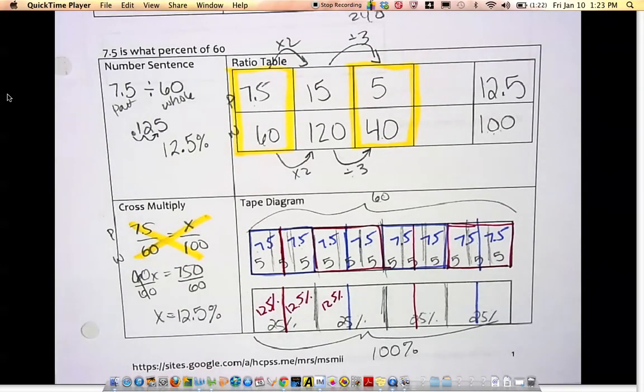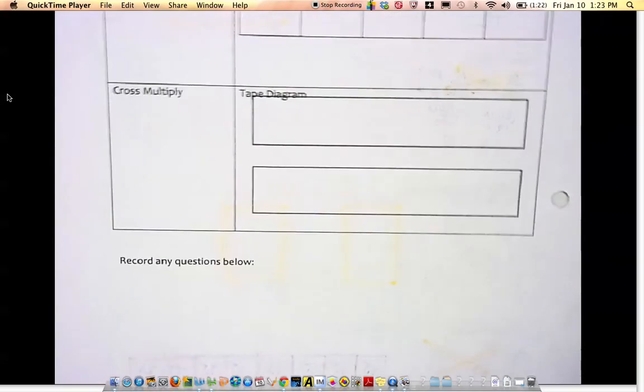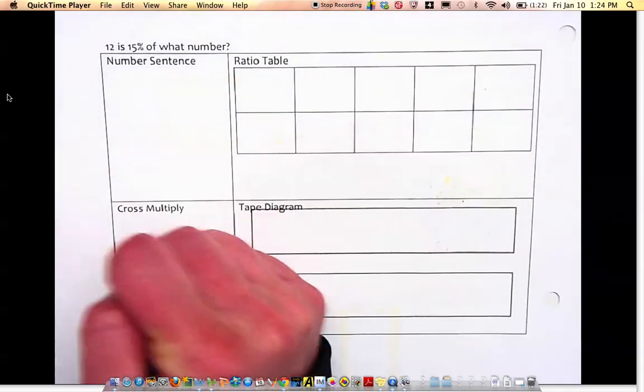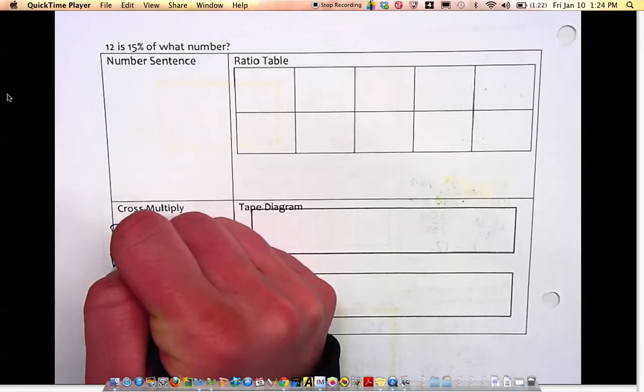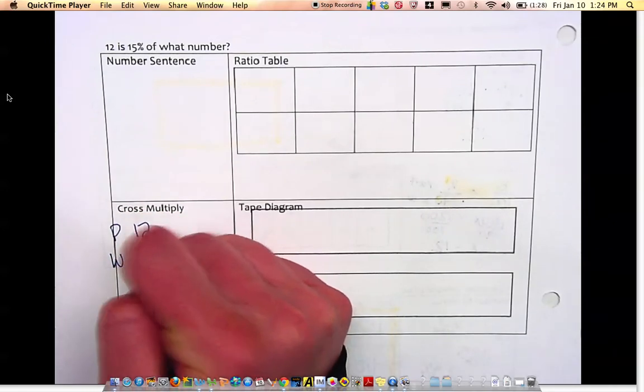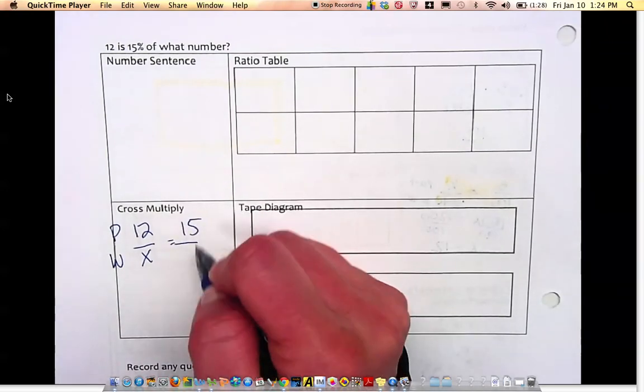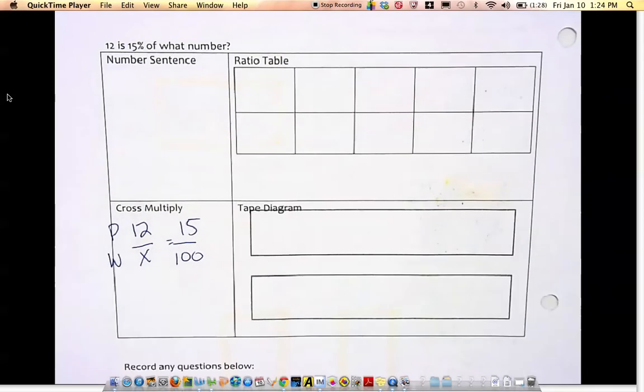We have one more problem to look at. That's on the back. Okay. This one is saying 12 is 15% of what number? So I'm actually going to start with the cross multiplying on this one because I think that sets it up a little more nicely, at least in my opinion. So we have part over whole. I'm going to say 12 is the part because it's asking us what number. So x is going to be my whole. And it's saying it is 15% out of 100.